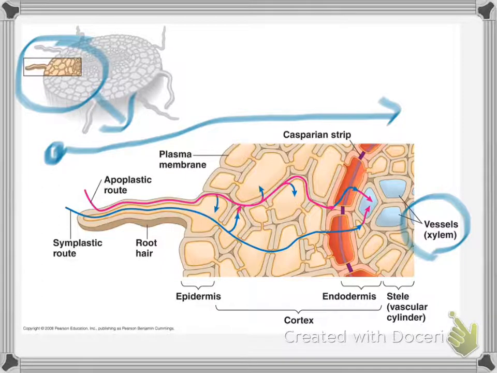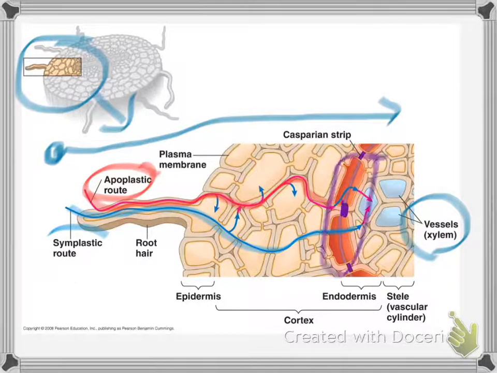There are two main routes that this can happen. One is the apoplastic route, and this is when the water just travels along in between the cell walls. It's really easy for the water to travel that way, and that'll just happen quickly through osmosis and being pulled from one place to the next. But the other one is the symplastic route, and that's one that travels through cytoplasm and across cell membranes.